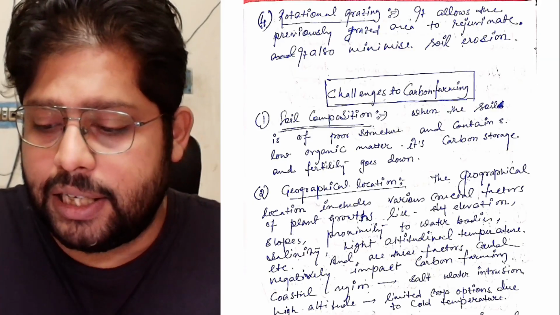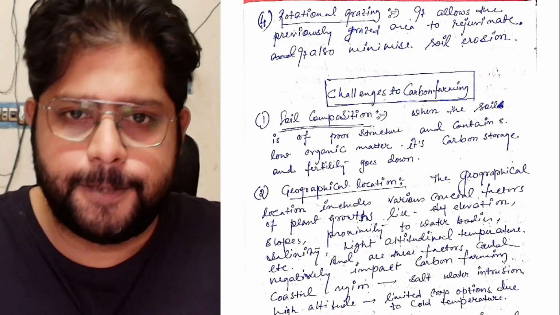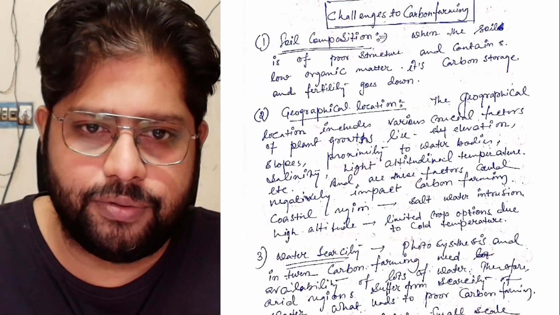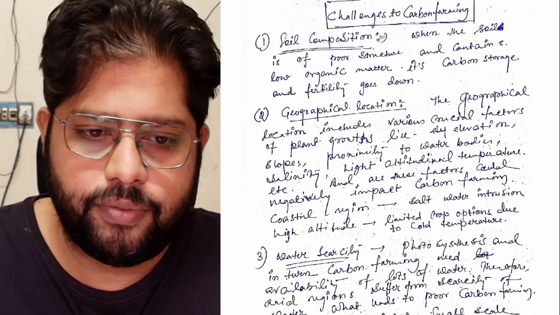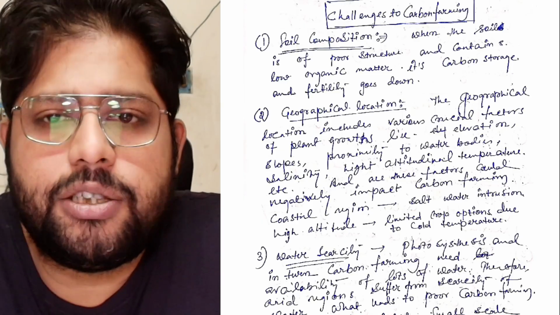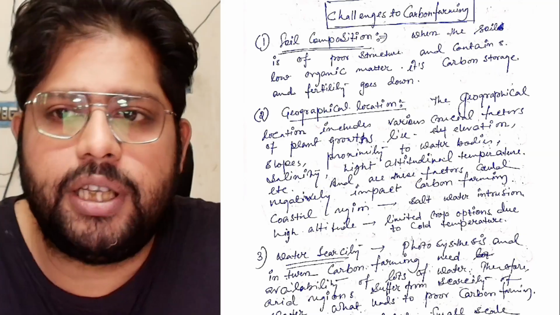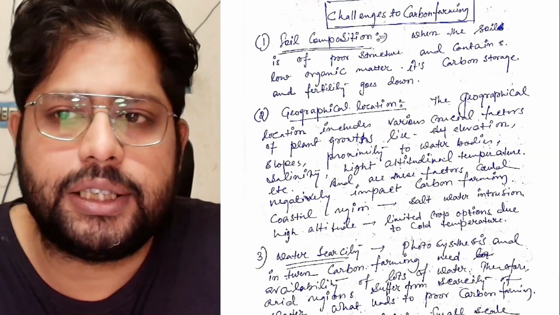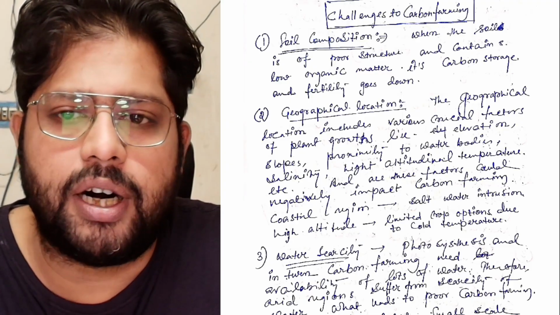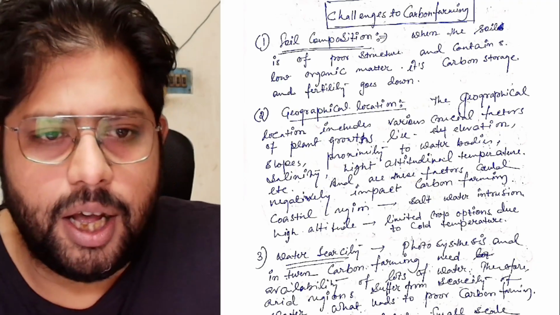Now comes the challenges to carbon farming. Okay, challenges. What are the challenges of carbon farming? Okay, so the first challenge is soil composition. Soil composition means when the soil is of poor structure and contains low organic matter, its carbon storage and fertility goes down. So this is the thing actually.